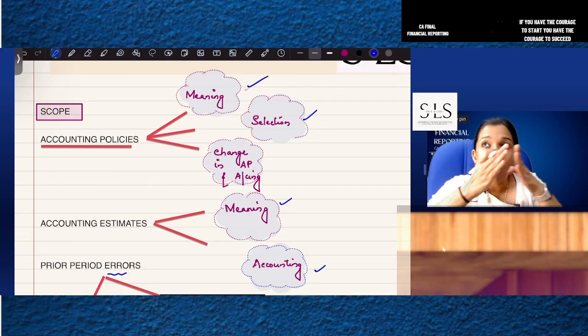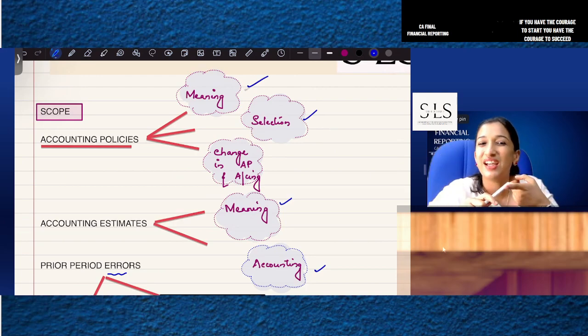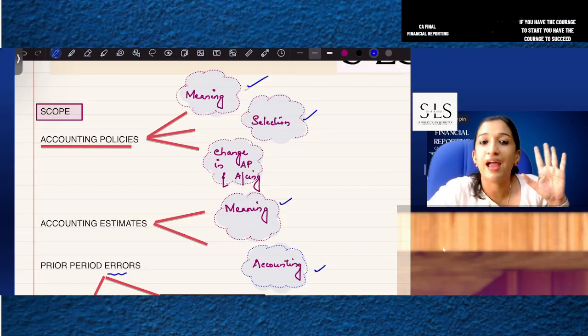For that, there is an order given. What is that order? We'll first look at other Ind AS for similar transactions. Then we'll go for the framework given in Ind AS, or else pronouncements of IASB, International Accounting Standards Board. If that is also not given, pronouncements by other standard setters like US GAAP, then accepted industrial practices.